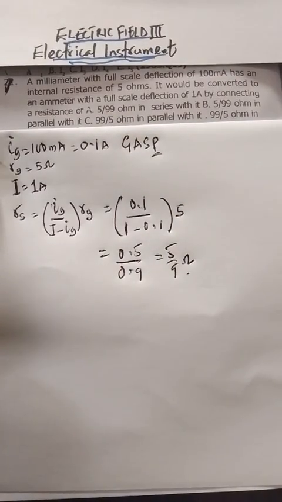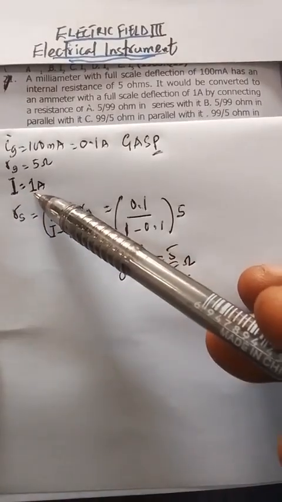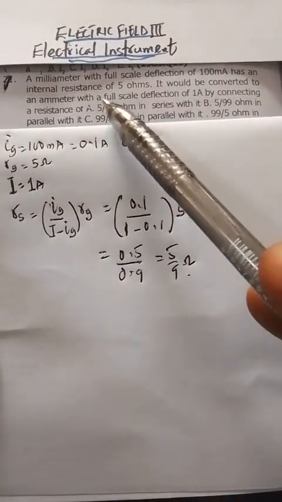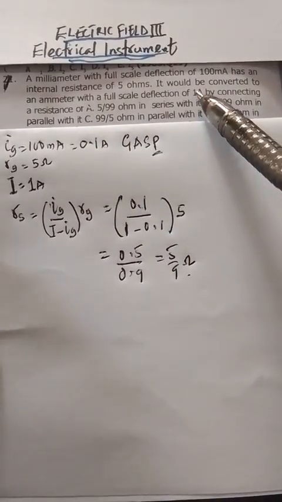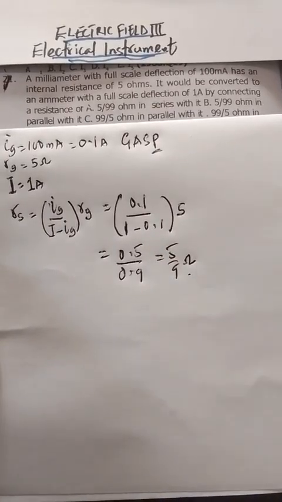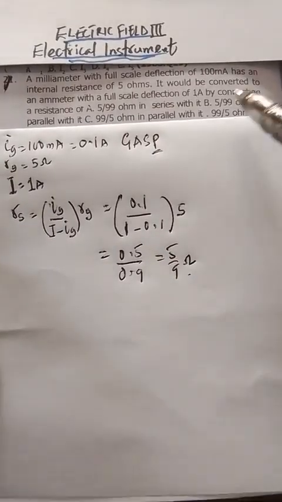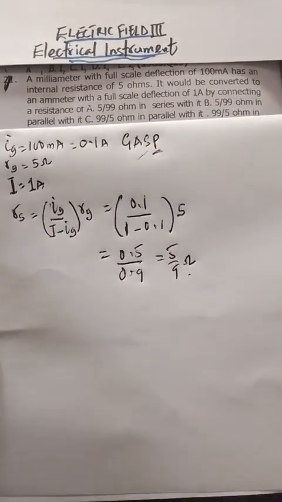But here we are getting 99. There is a mistake somewhere. I think the problem should be from the question, except if this I is 10 amperes. Here we are told that it will be converted to an ammeter with a full scale deflection of 1 ampere. If it should be 10 here, and you do 10 minus 0.1, you get 9.9. At the end of the day, you get 5 over 99. According to the options, the closest is option B, 5 over 99 ohms in parallel, because we need a shunt in parallel. So the answer is option B.